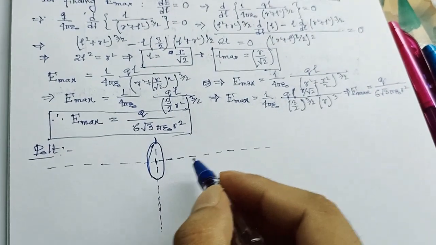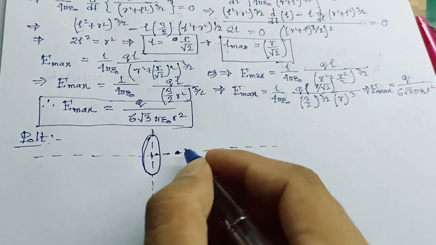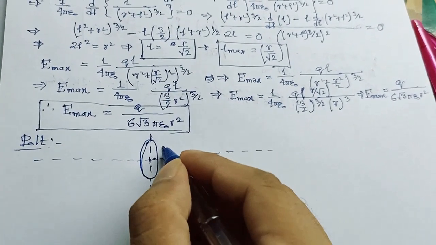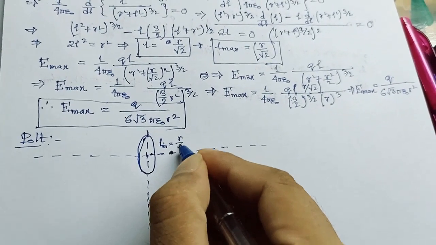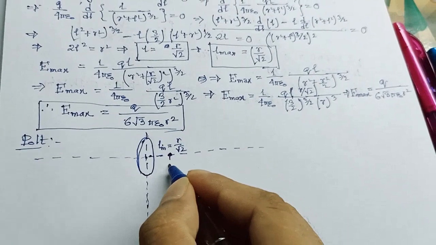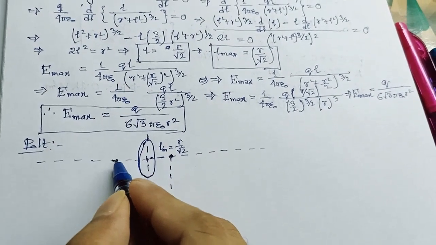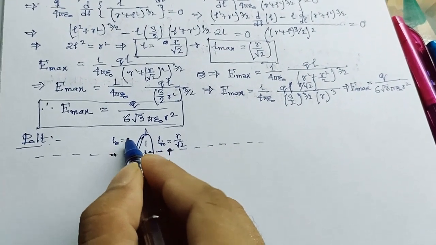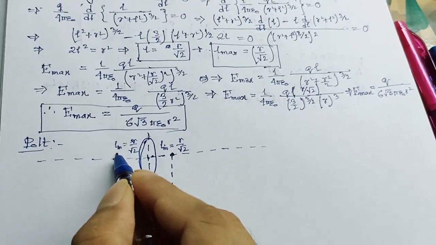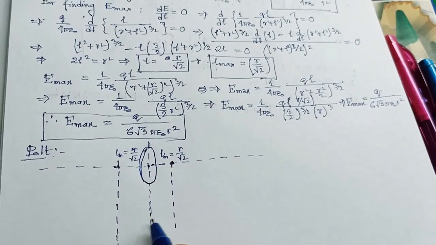Now the value of L for which the electric field is maximum is Lm, and Lm is equal to R divided by root 2. So this is the point for which the electric field vector will be maximum. In the opposite direction, there will be the same distance. L maximum is equal to R divided by root 2. So we have to plot like this.